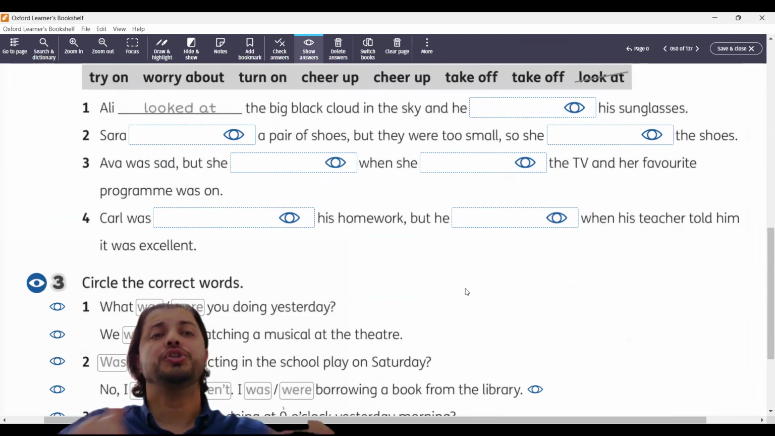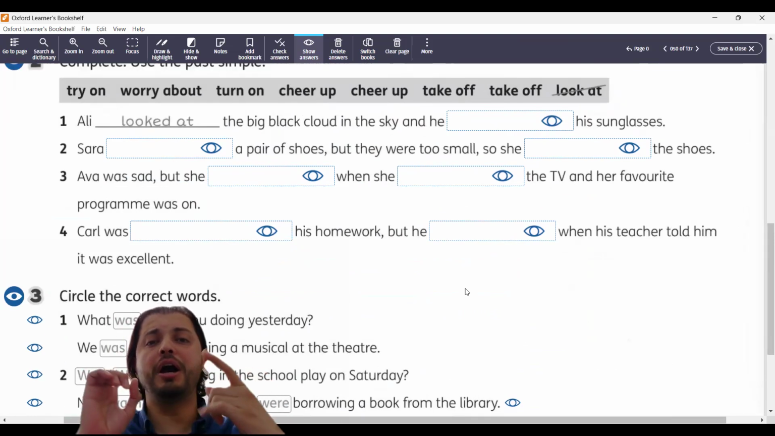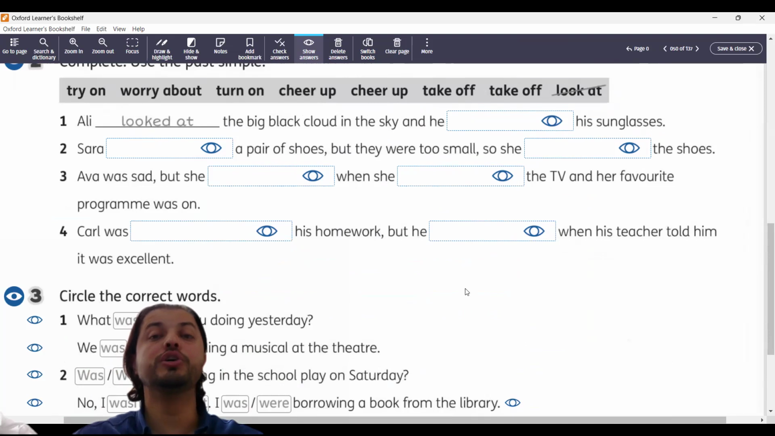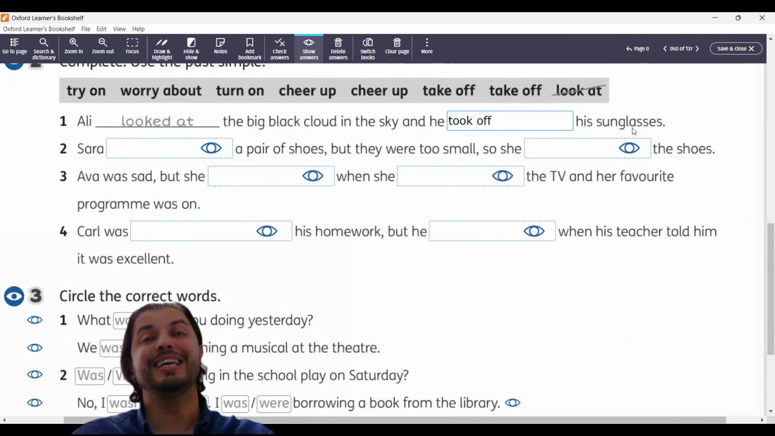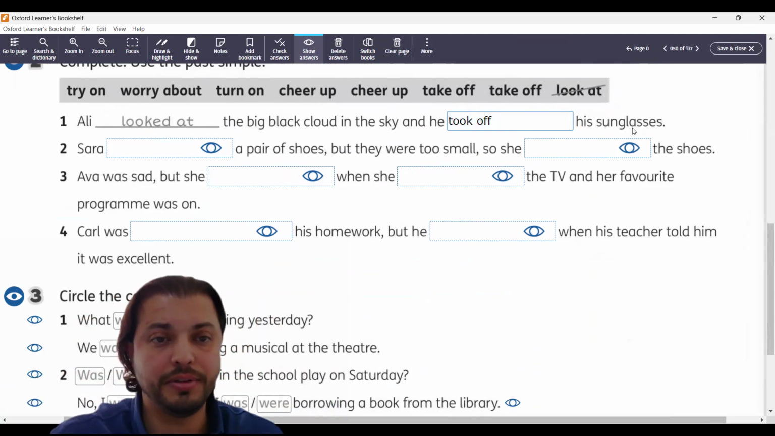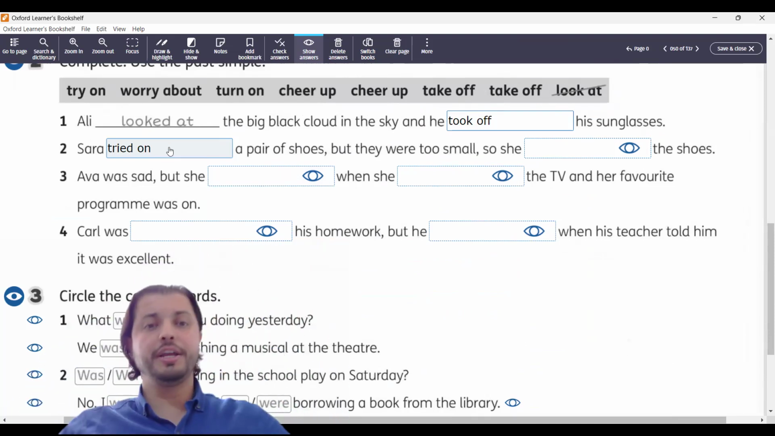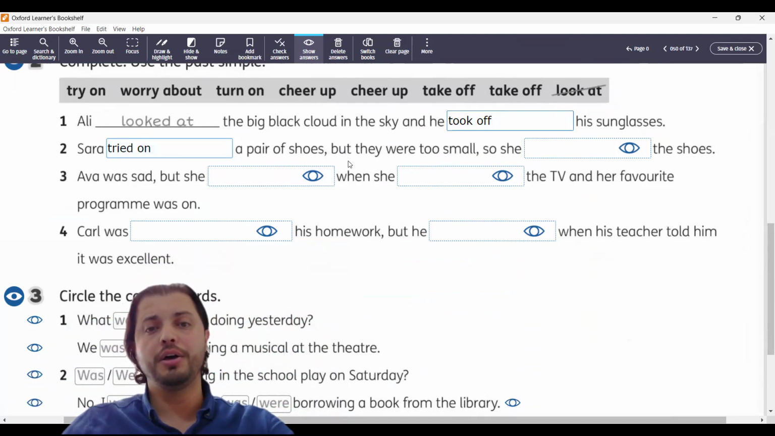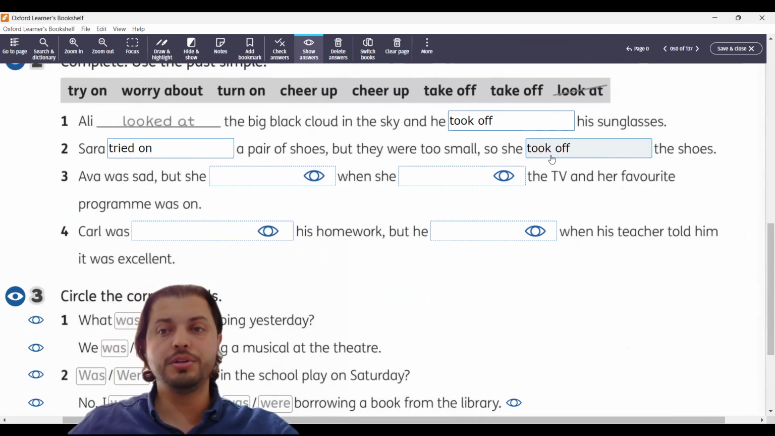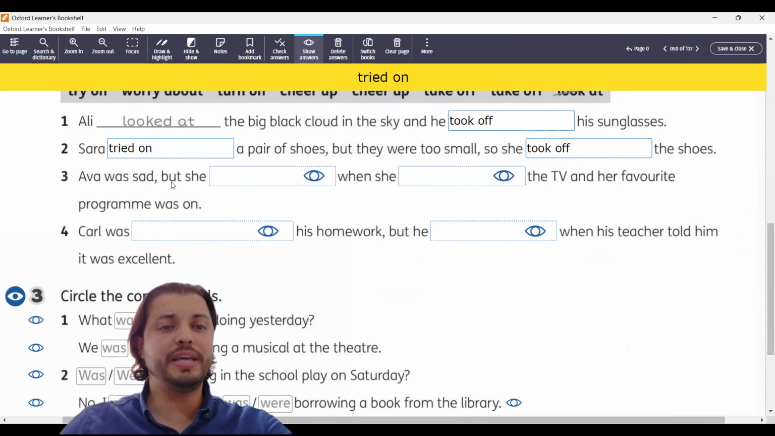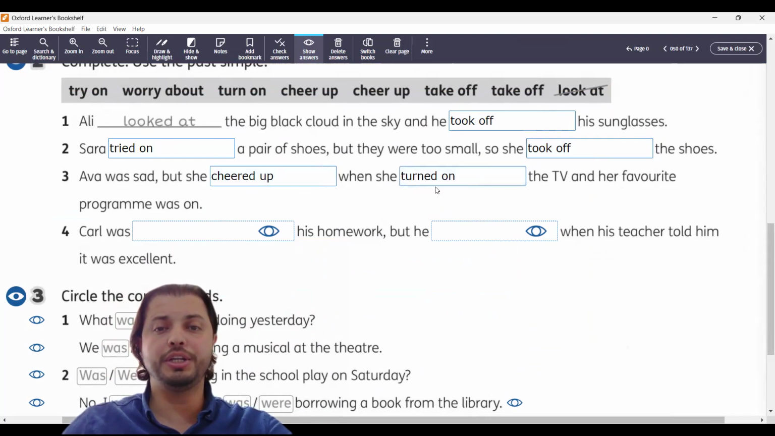Now let's go. Try on, turn on, cheer up, take off, look at. So Ali looked at the big black cloud in the sky. He took off his sunglasses. Sarah tried on a pair of shoes, but they were too small. So they took off the shoes. Ava was sad, but she cheered up when she turned on the TV and her favorite program was on.